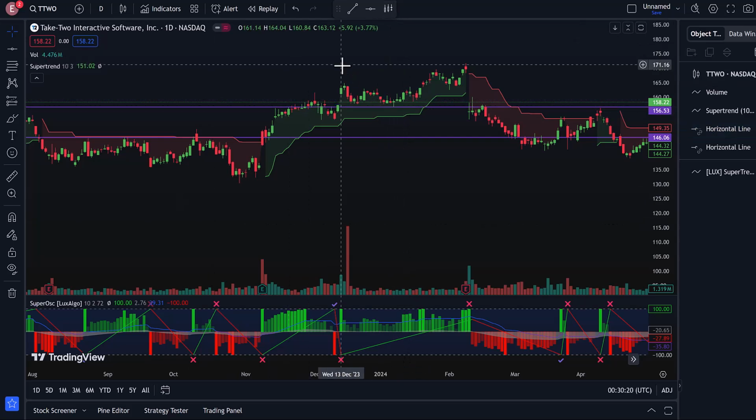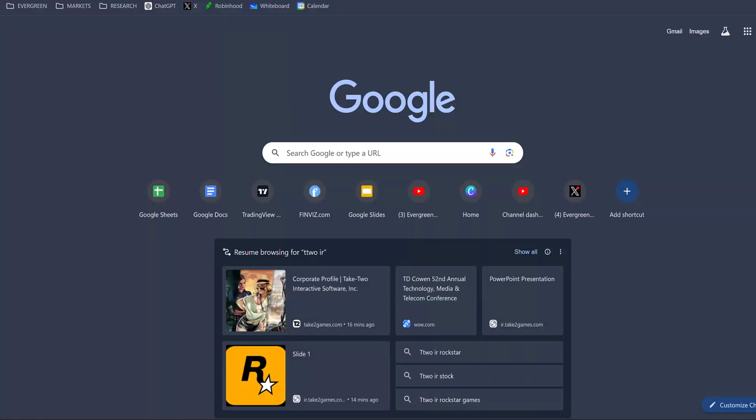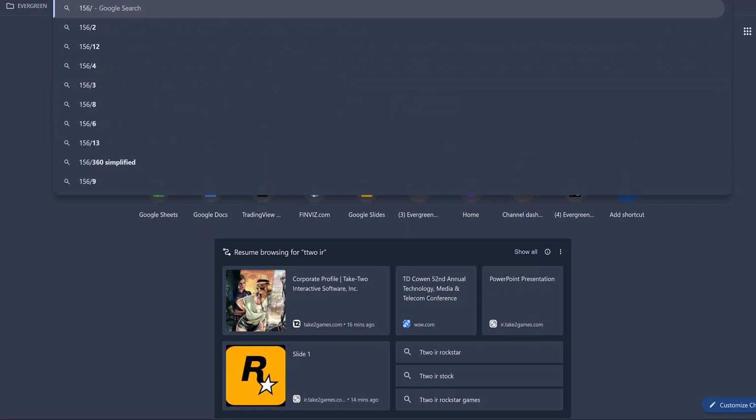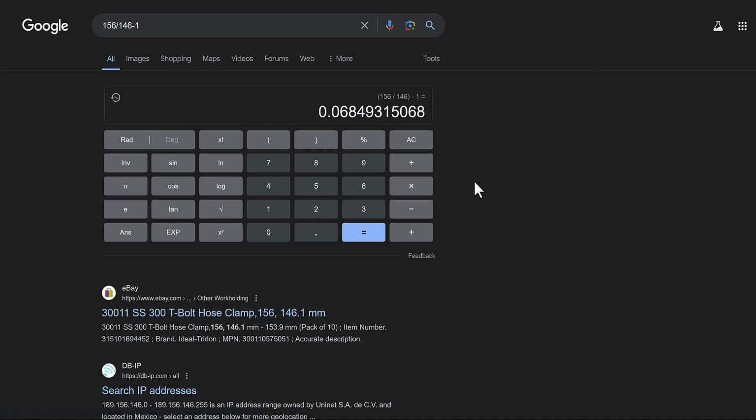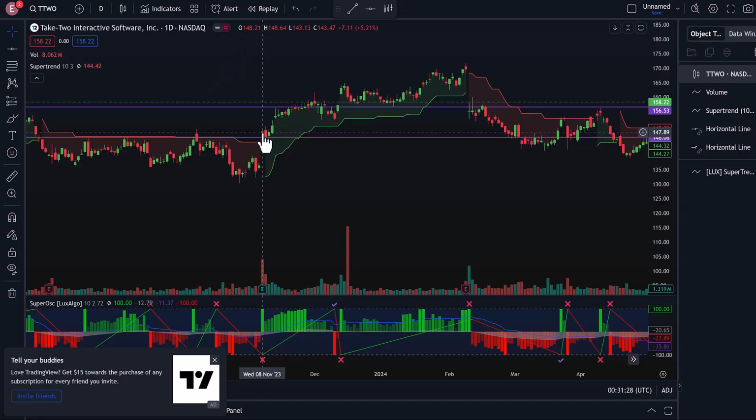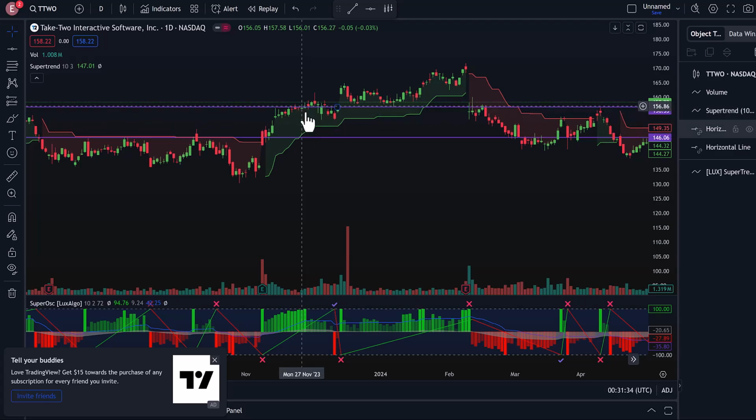So let's say hypothetically you made $10 a share. What's the math on that? 156 divided by 146 minus 1. Okay, you made 6.8% returns, but you made that in a very quick amount of time. You made those returns from the 8th of November to the 28th of November. So within a month, in 20 days. So those returns are pretty solid.